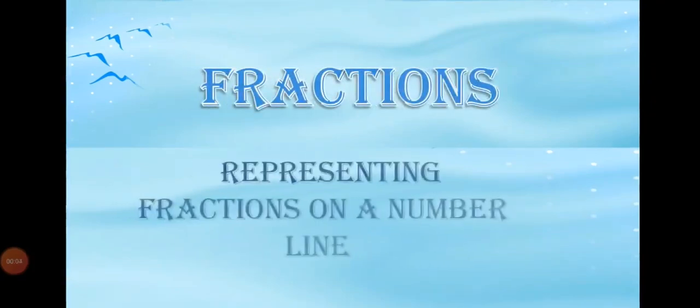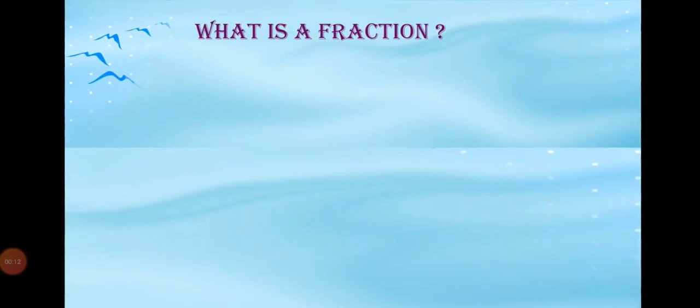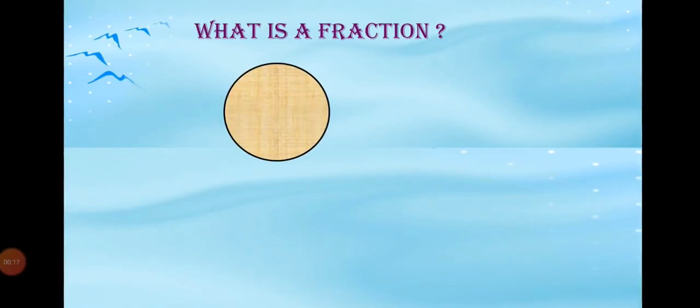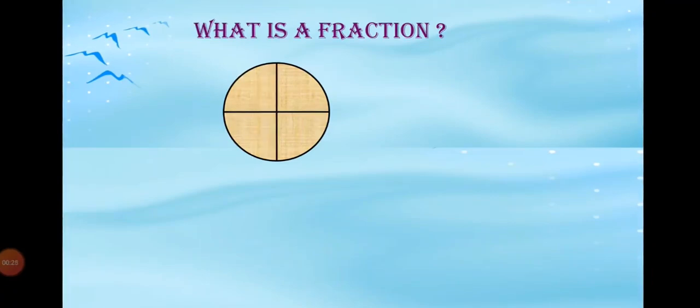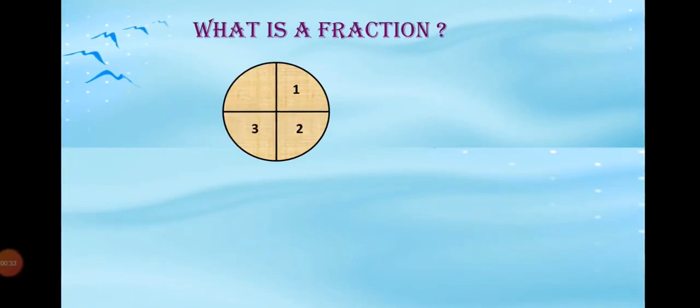Let us see more in detail about fractions. Let us first understand what is a fraction. As you can see, this is a circle. Now, if I divide the circle into half and then I further divide it into another half, the circle is now divided into 1, 2, 3 and 4 equal parts.